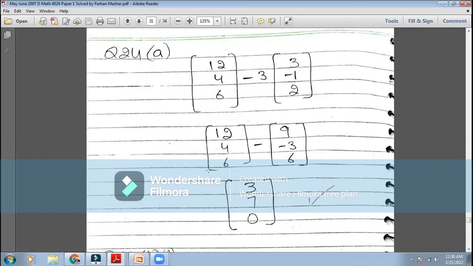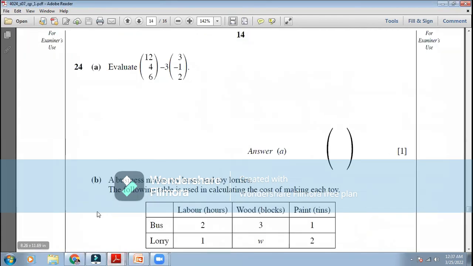So you will have 12, 4, 6. Don't take negative inside, so just keep it out. 3 3s are 9, 3 minus 1s are minus 3, 3 2s are 6. I have not taken this negative inside. Now I will subtract them. 12 minus 9, it will be 3. 4 minus 3, that will be 7. 6 minus 6, it will be 0. So that is how you do the question number 24A part.